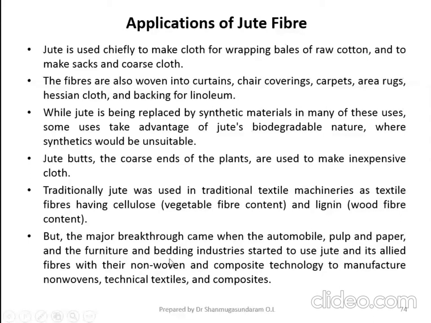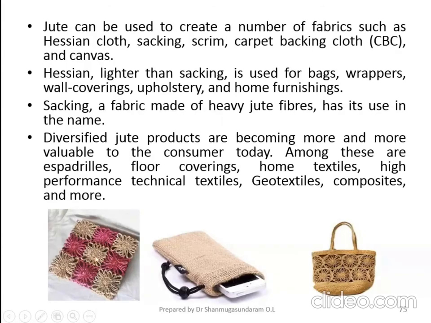Sometimes jute is in the form of non-woven, which you use for some applications. Jute fiber is used as a composite material. Already you might have studied about composites. Composite means a combination of two dissimilar materials. Then it is used in technical textiles. So these are some of the applications. Please look at the figure, then you will come to know the applications. It is used as a canvas cloth. It is used in upholstery and home furnishings.